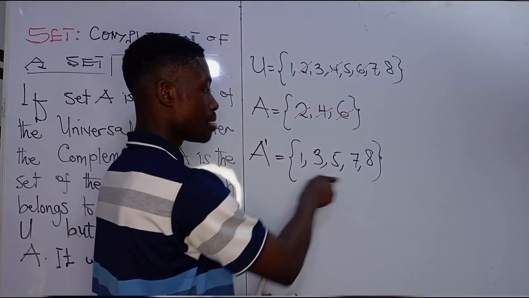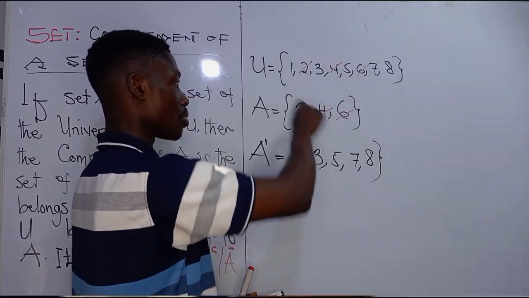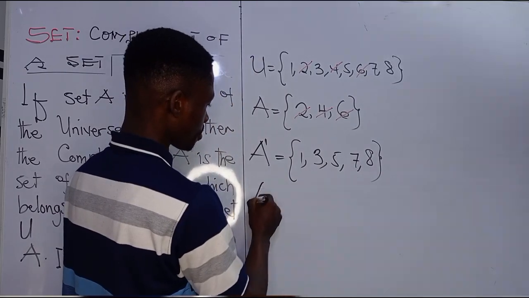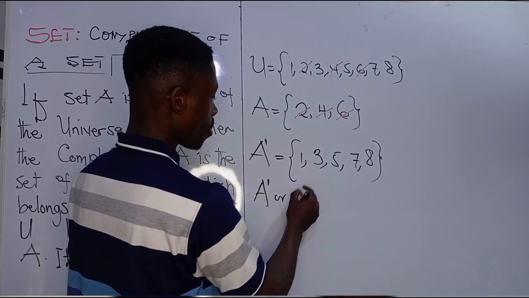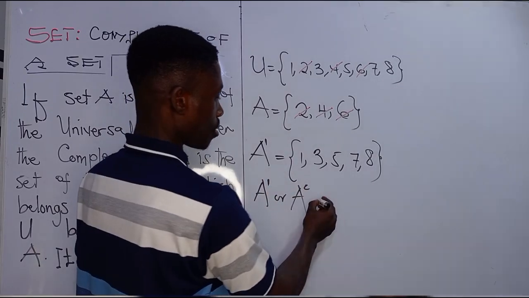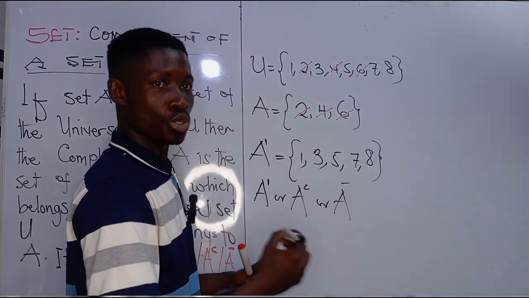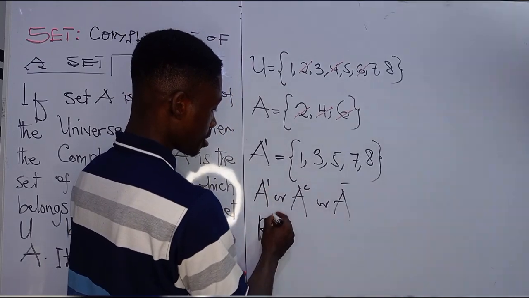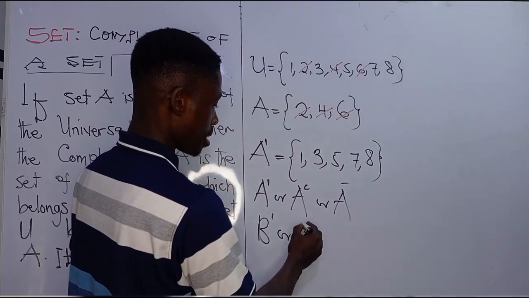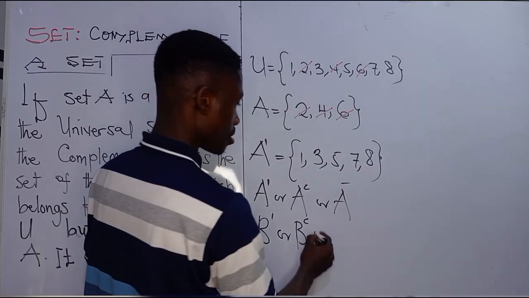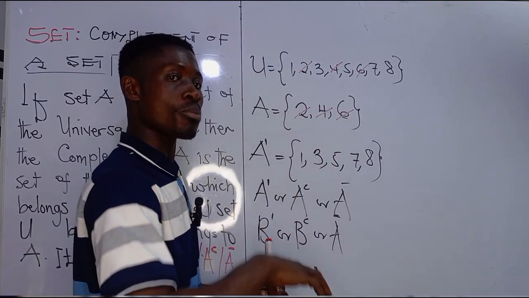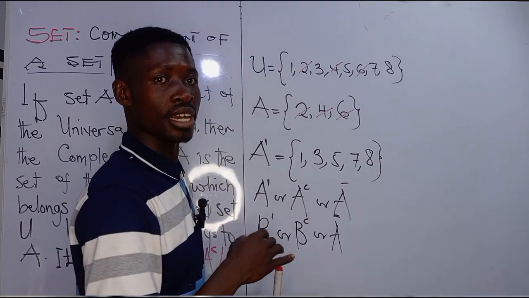So it means that all these elements are in the universal set, but they are not in what? The subset A. The complement of a set is mostly denoted with A prime or A complement, a superscript C, or A dash. So if we have B complement, it is going to be B complement, which is also known as B prime, or A prime. Then we have B complement or A complement. All these symbols mean that we are talking about the complement of the subset of the universal set.